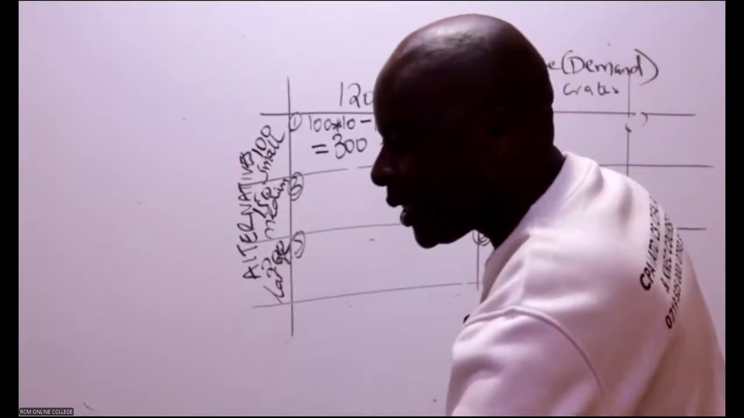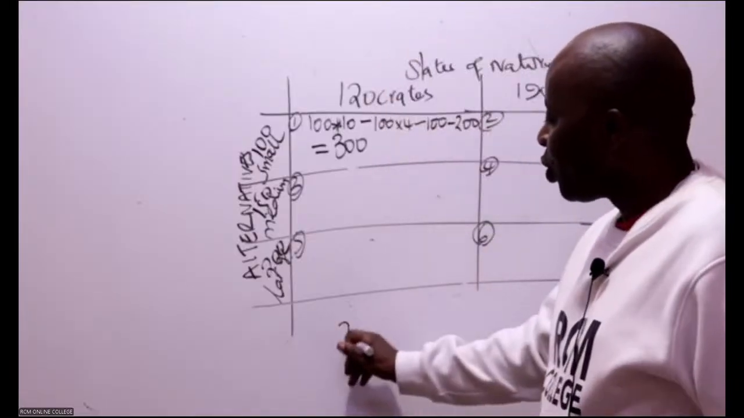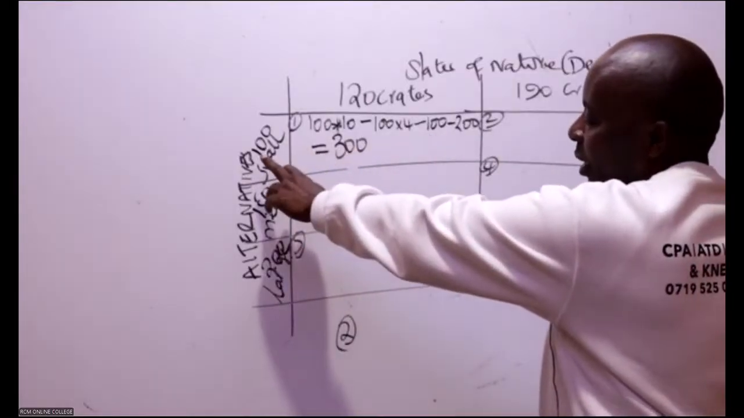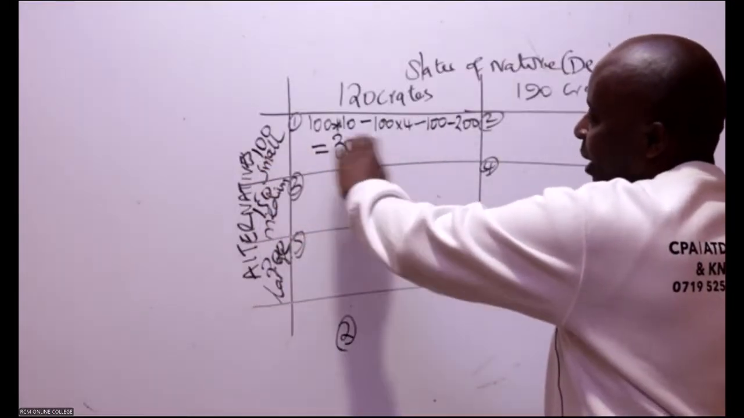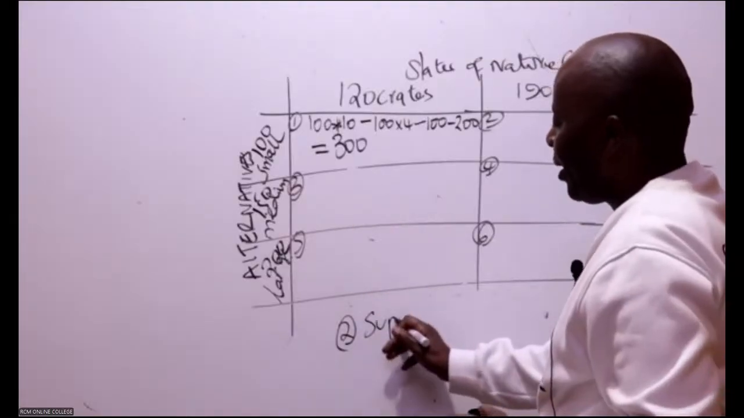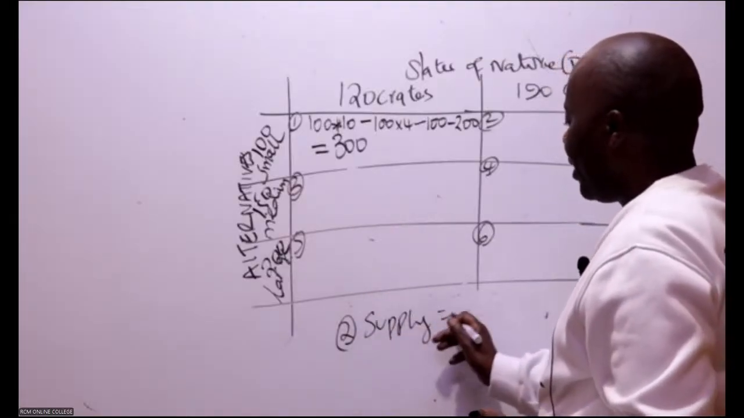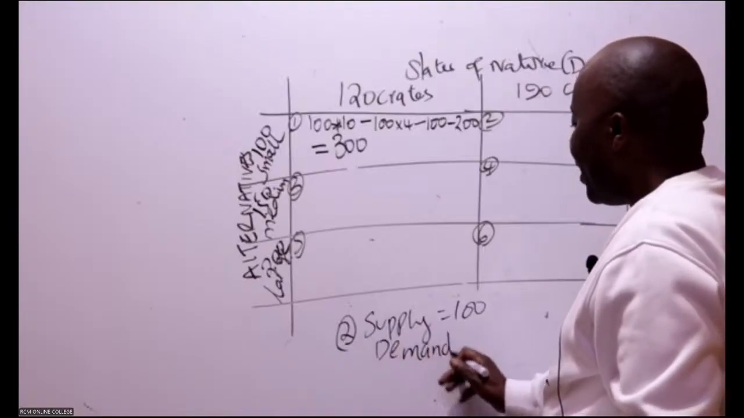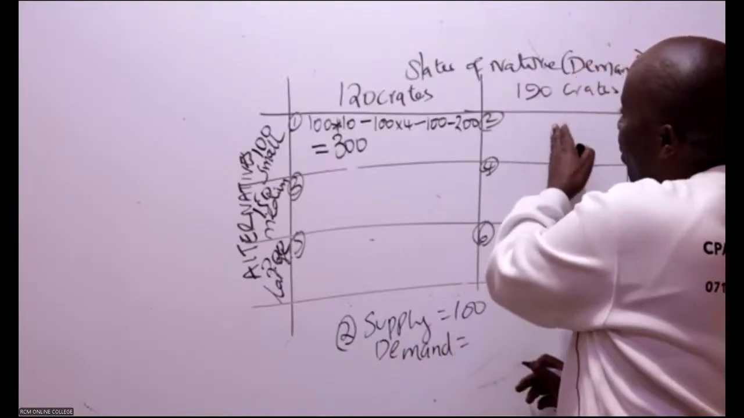The same, right? So we look at number 2. So for number 2, remember, row-wise, I have my capacity. So in this case, I can only supply 100. And demand is so high. Demand for this, number 2, is 190.